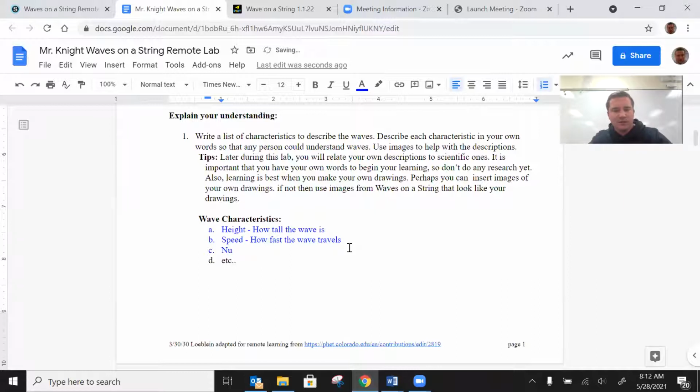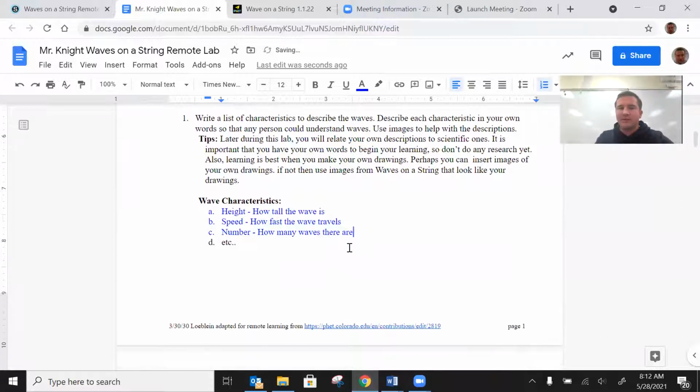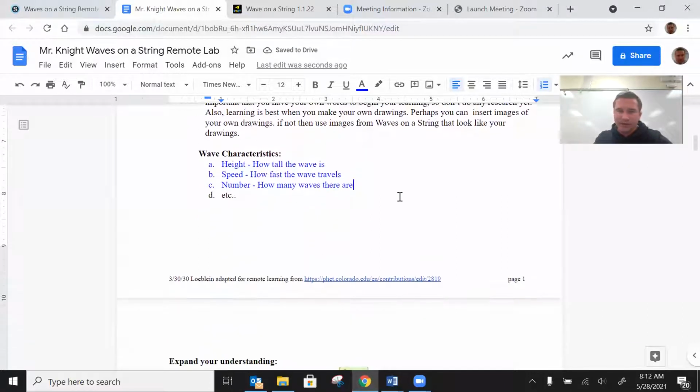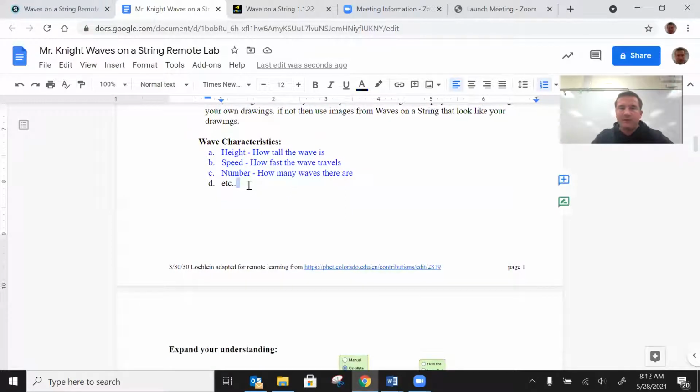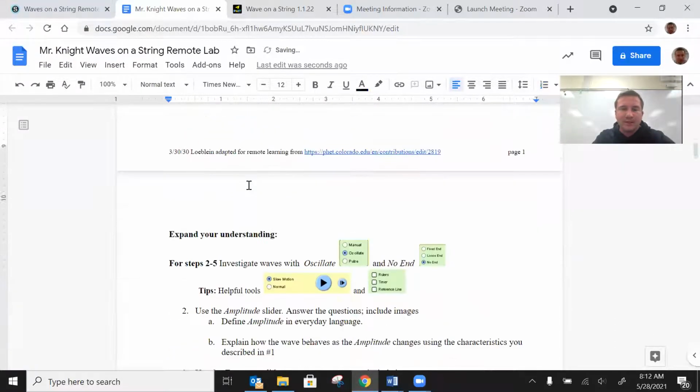Like a number or something? How quickly or how many waves there are. Right, something like that. So just a brief list. This is definitely not all inclusive, but it gives you an idea of what I'm looking for there. All right, some wave characteristics.